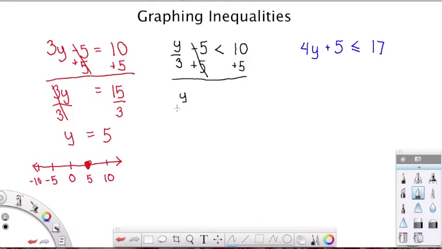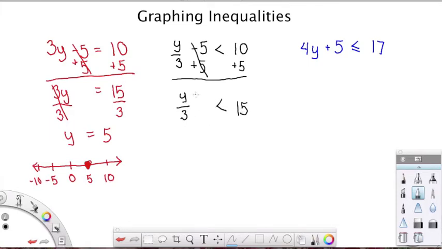So we just bring down the y divided by 3. We bring down our comparison sign, our less than sign. And 10 plus 5 is 15. Okay, so now we have y divided by 3 is less than 15.